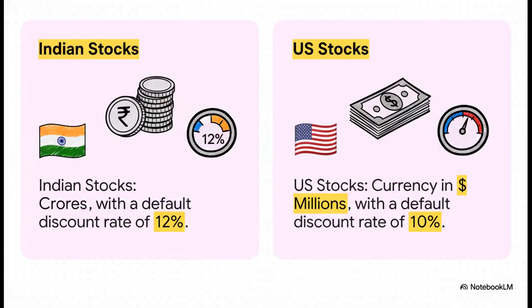Another really smart thing the tool does is adapt to whatever market you're looking at. So for Indian stocks, all the numbers are in crores, and the default discount rate is set at 12% to reflect local market conditions. But if you switch to a US stock, everything automatically flips to millions of dollars and a 10% discount rate. It makes sure your baseline assumptions are always relevant.